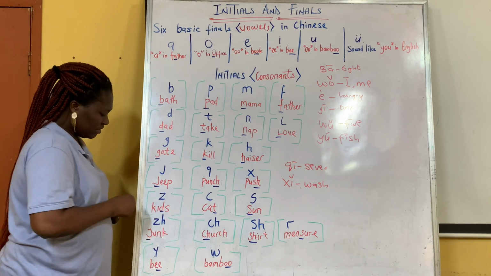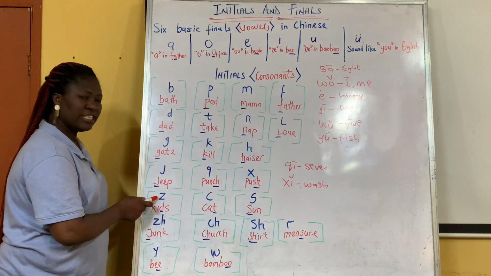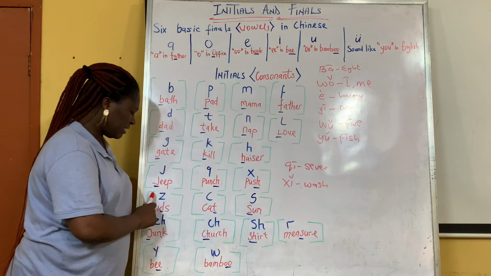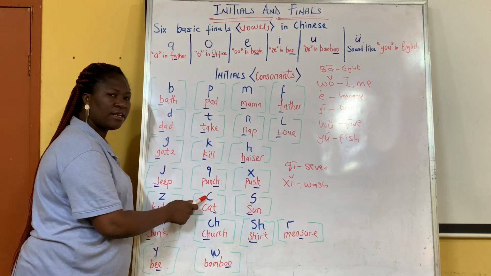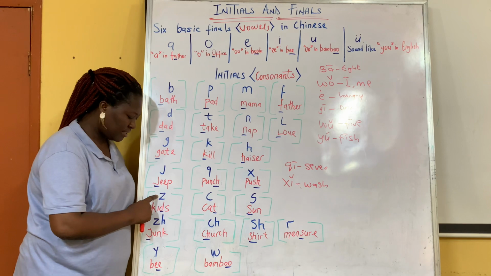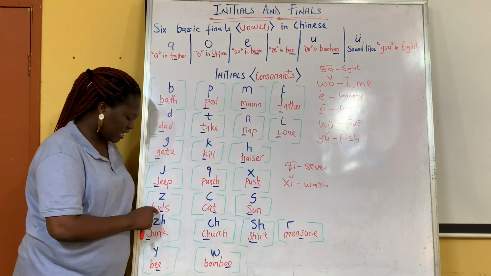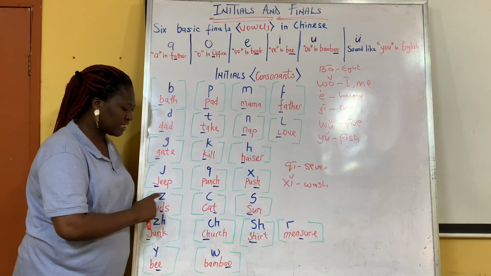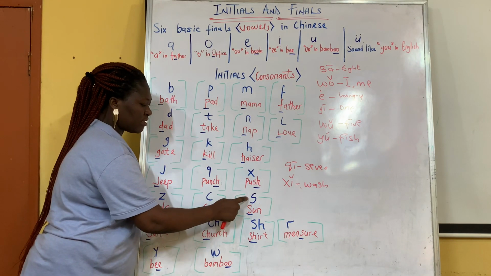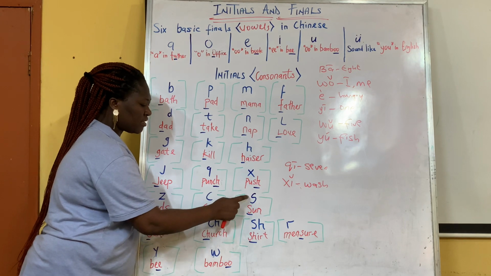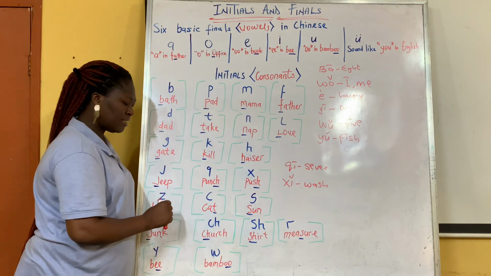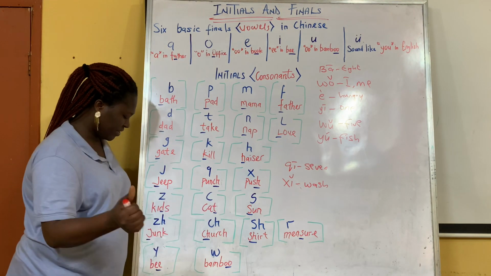Okay. The next one. Z, c, s. Again. Z, as in keys. Then c, and s as in sun. Okay. Z, c, s. Very good. You're doing well.